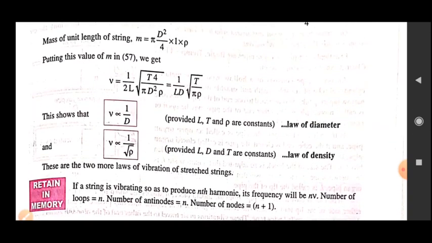Here are some things you should retain in your memory: if the string is vibrating so as to produce the nth harmonic, then the frequency will be n nu, the number of loops will be n, the number of antinodes will be n, and the number of nodes will be n plus 1. So this is a quick summary of the analytical treatment that we have done before in the case of standing waves. I think that is now clear, students.